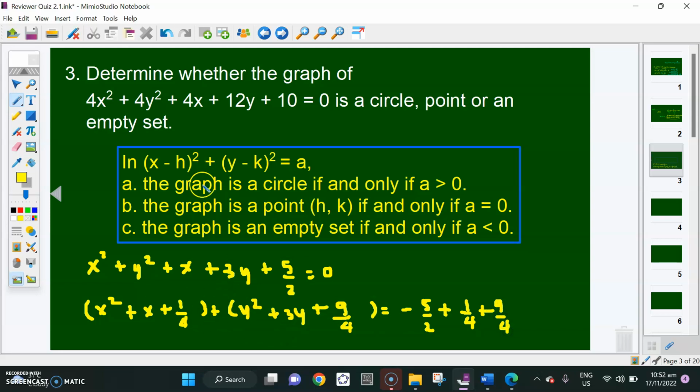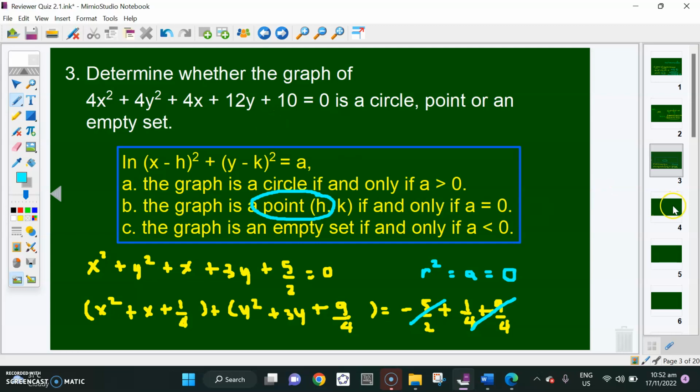Since we're just after a, or r squared, let's combine them. Note that 1/4 plus 9/4 is 10 over 4, or 5/2, so they will nullify each other. Therefore, they cancel. Meaning to say, this r squared, which is a, is equal to 0. So therefore, this equation represents just a point. Okay, so it's just a point. Clear?